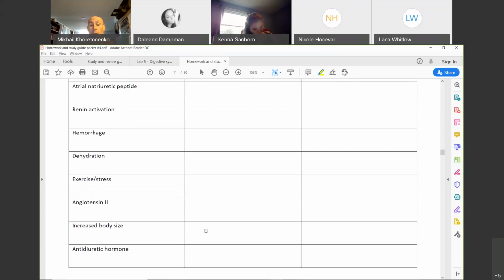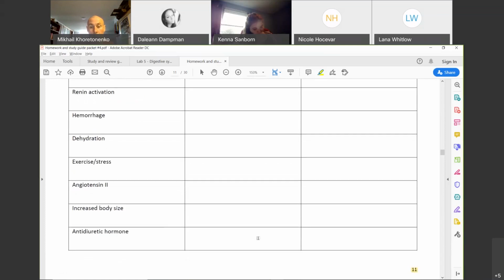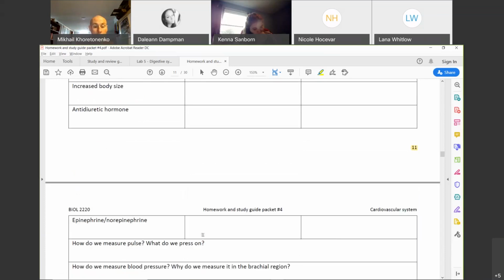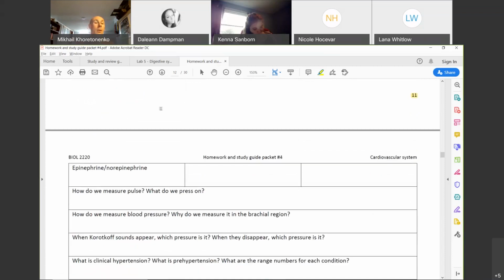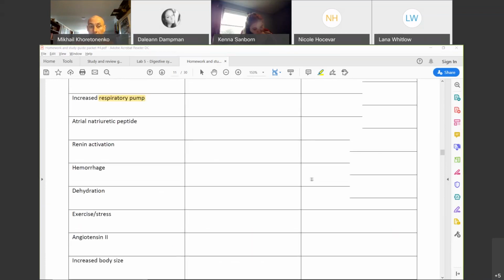Increased body size, more vessels, longer vessels, increased blood pressure. ADH, retention of the water and vasoconstriction, increased blood pressure. Epinephrine, norepinephrine, stimulation of increased heart rate and contractility, increased blood pressure. It's all recorded, don't forget about it. But before we move on, any questions about any particular mechanism? Okay.